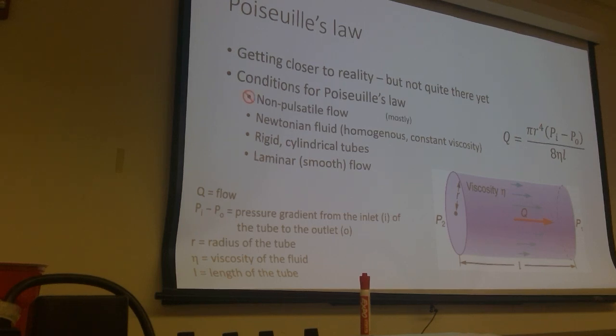So non-pulsatile flow, well, that doesn't work for the arterial side, although most of our circulatory system is non-pulsatile, so that's kind of close. Blood is most definitely not a Newtonian fluid. I'll talk about some of the cool things about blood later. Blood vessels should not be rigid cylindrical tubes, right? The more rigid they get, the more problems you tend to have. But that one is true, it's laminar smooth flow. So we do mostly have laminar flow.